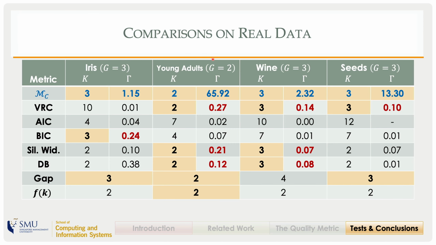Now, going over to real data, the covariant metric does extremely well in all 4 data sets, while all other metrics seem to fail, at least for one of them. So the covariant metric reconstructed the right number of classes for iris, young adult, male and female, wine and seeds, also with very sharp peaks, especially for young adult and seeds, and reasonably good peaks for wine and iris also. VRC did reconstruct young adult, wine and seeds, but with much shallower peaks. BIC and AIC are not very good. GAP does well for 3 of them, but it has a problem that it is computationally very, very inefficient.